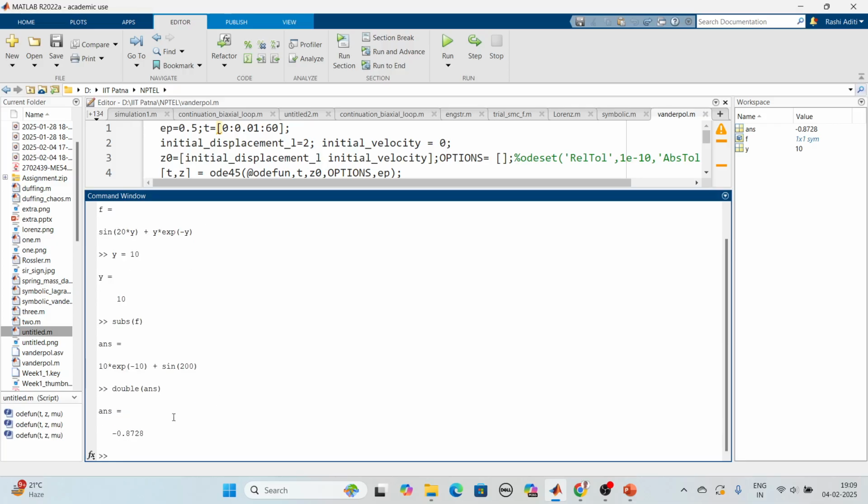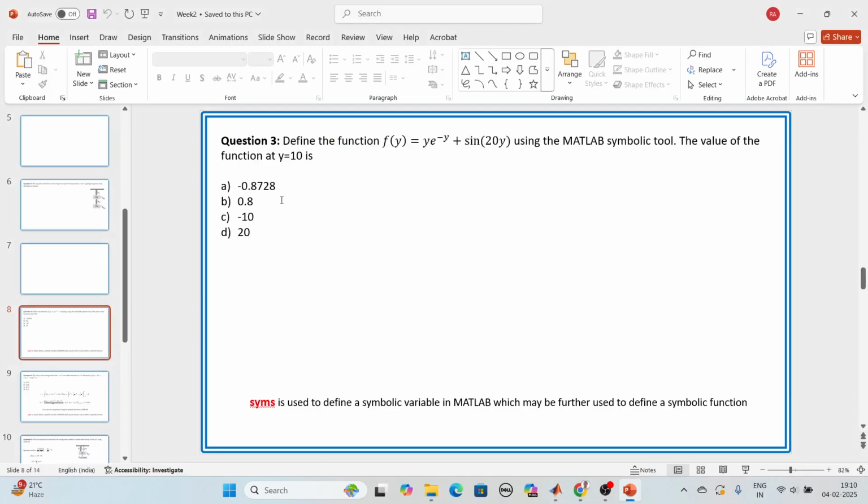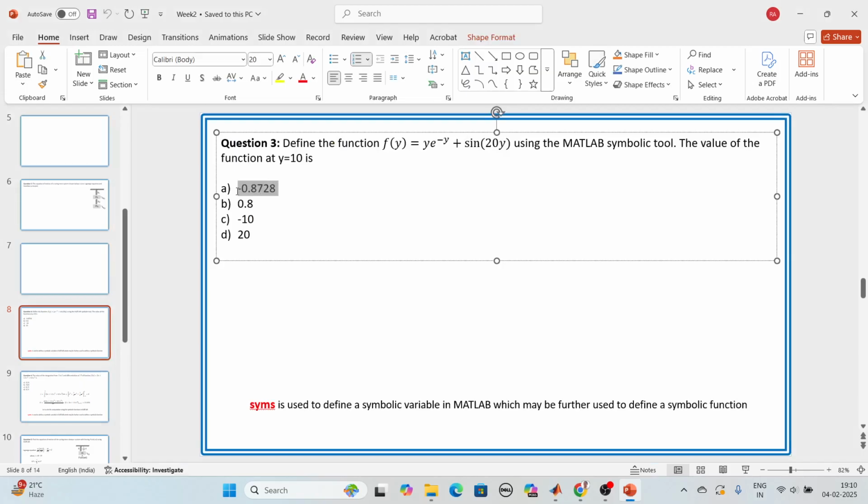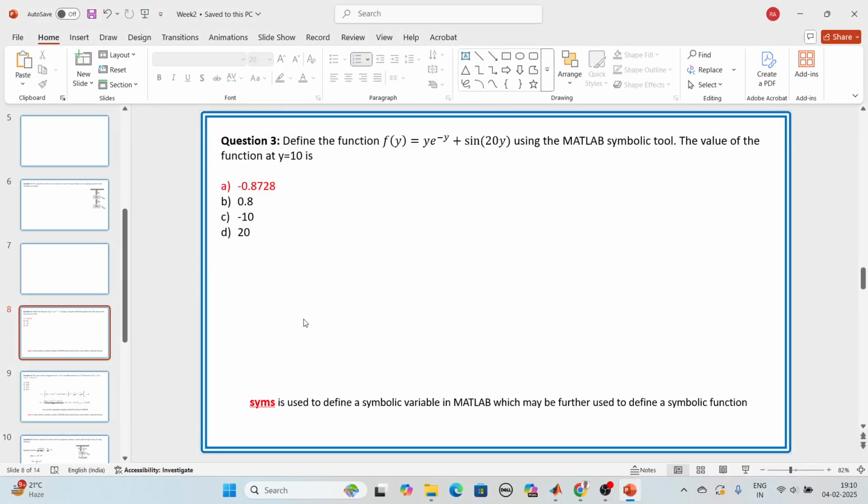I hope it is understood how we are going to use the symbolic function to define this variable and then find the value. We are going to use the subs command and then the double command to change it from the symbolic value to the numeric value. This one is the correct option. About the code, when I upload the PPT, I'll add the code in it.